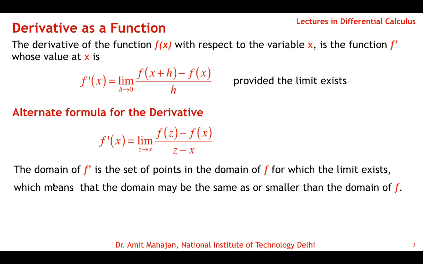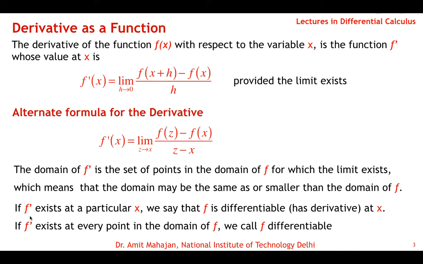Okay, so that will mean that the domain may be the same as the domain of f, or it may be smaller than the domain of f depending upon the right hand side limit. And if the derivative exists at a particular point x, we say that the function is differentiable or has a derivative at x. And if f dash exists at every point in the domain of f, then we call f a differentiable function. The process of calculating a derivative is known as differentiation.